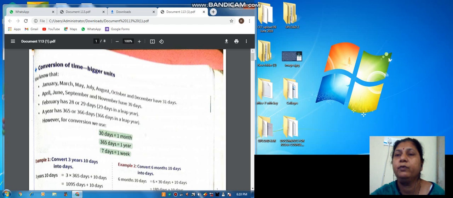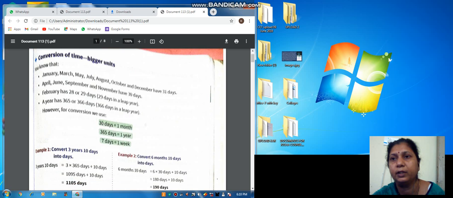We know that January, March, May, July, August, October, December have 31 days. April, June, September and November have 30 days. February has 28 or 29 days, 29 days in a leap year, and a year has 365 days or 366 days. 366 days are in a leap year.